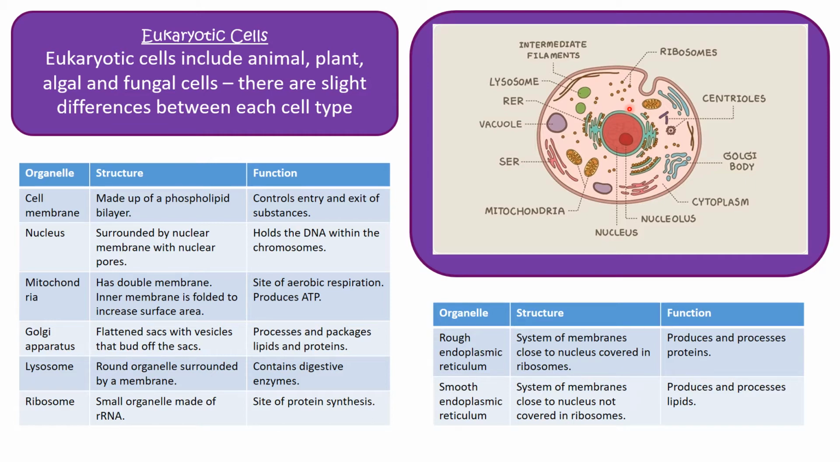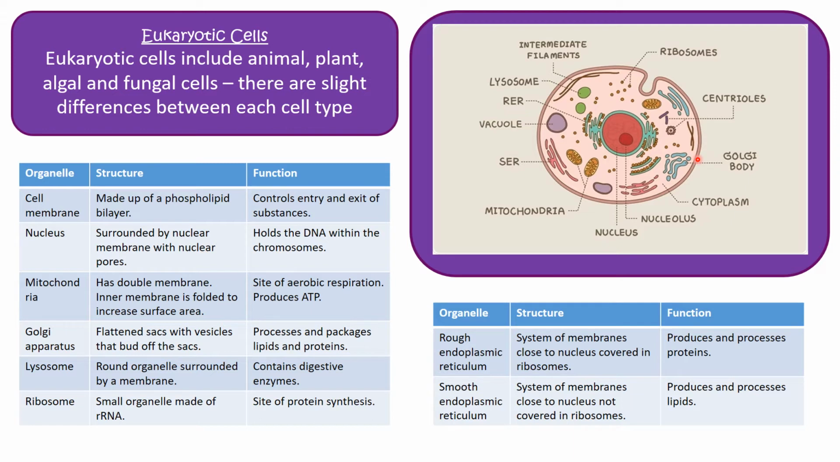The mitochondria here is often described as a sausage-shaped organelle. It has a double membrane, so if you look closely, you can see it has a membrane on the outside and then an inner membrane, and the inner membrane has lots of folds, and those folds are called cristae. The mitochondria is the site of respiration, or specifically aerobic respiration, which produces ATP.